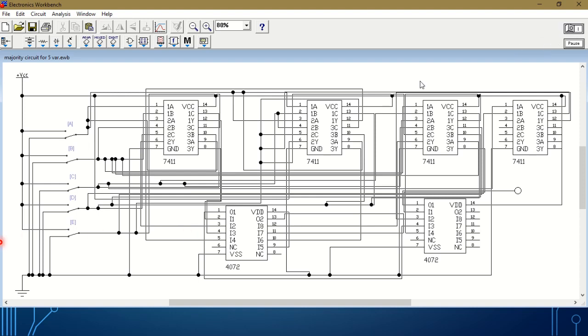Let's start the circuit. Initially all of them are at low, so we have a low. Let's put any three of them at high, like A, B and C. We have a high here and a low otherwise. Again high when three of them are high, low otherwise. When all of them are high, obviously we have a high. So when all of them are high, we have a high output here.